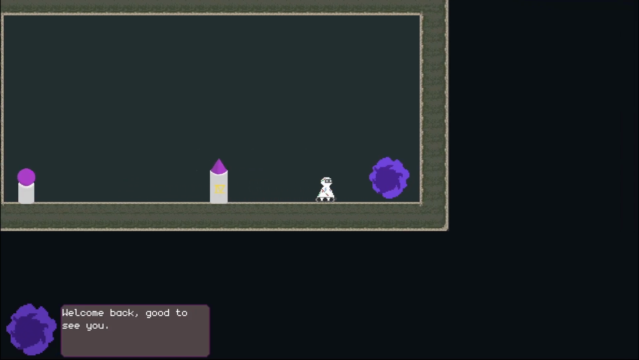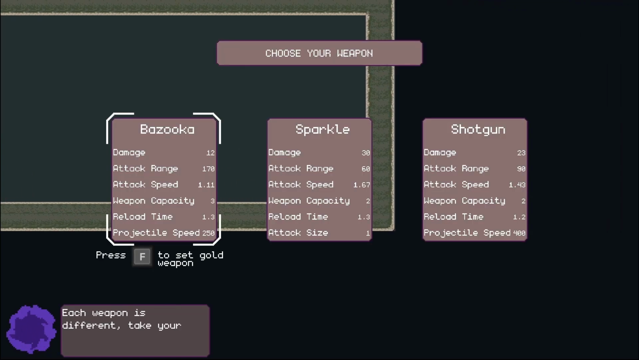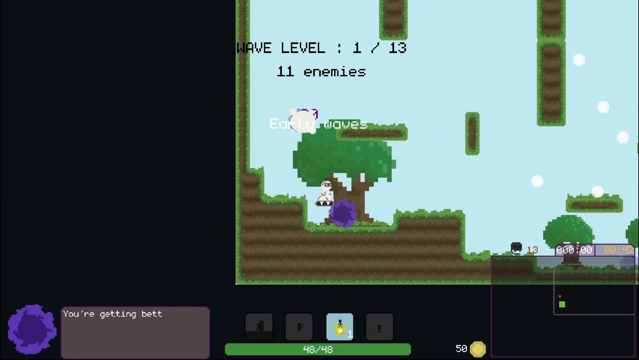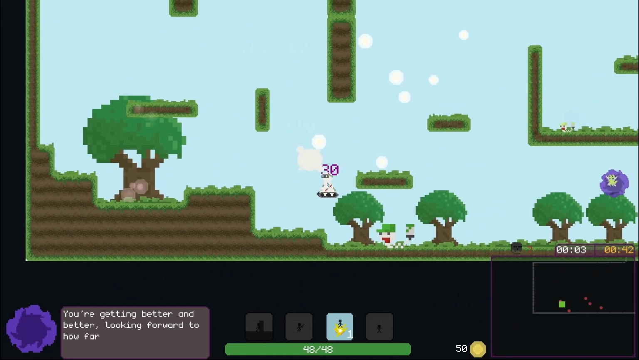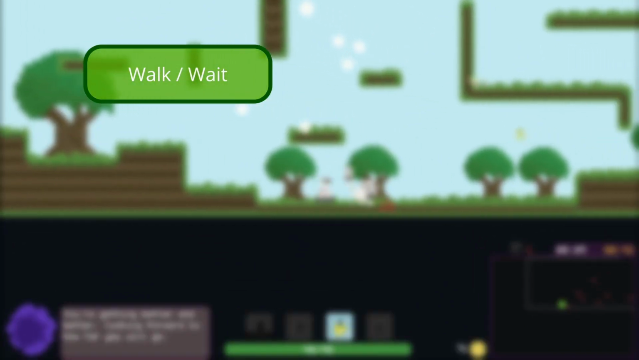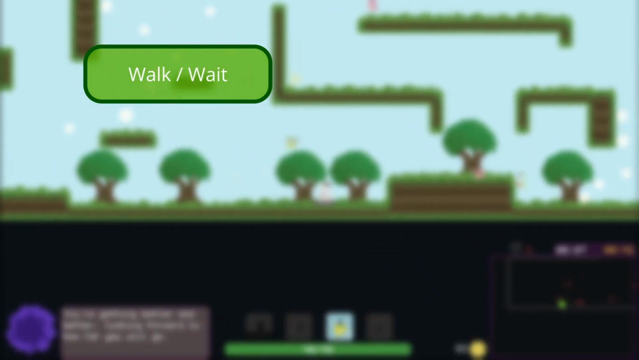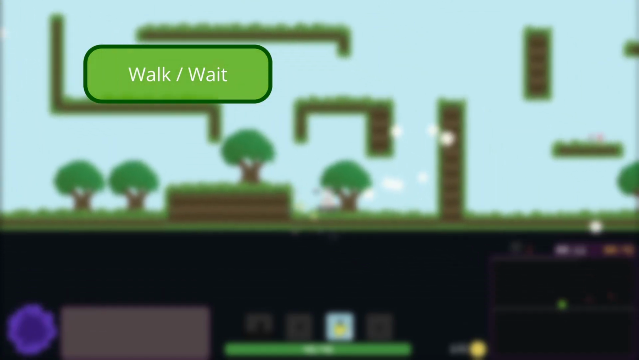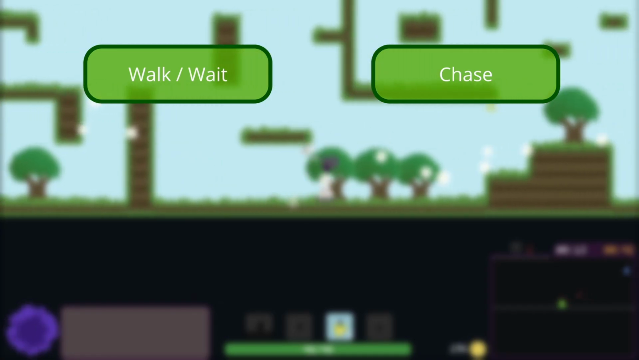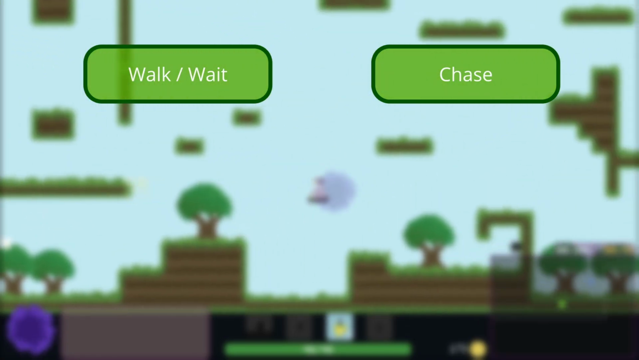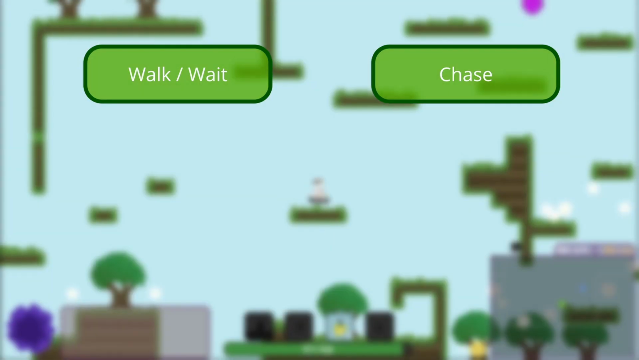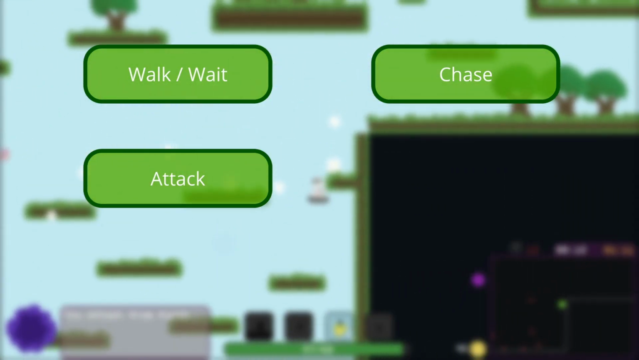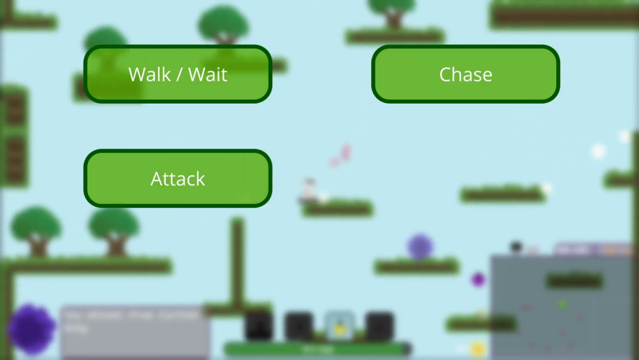And to do this, I'll show you the example of the monsters to see the animations I thought of and which are implemented in the game. The first animation is the walk or wait animation, which is what the monster does when it can't see the player. A second is the chase animation, when it spots the player and runs in their direction. And the third is the attack animation, when the player is within striking distance of the monster.